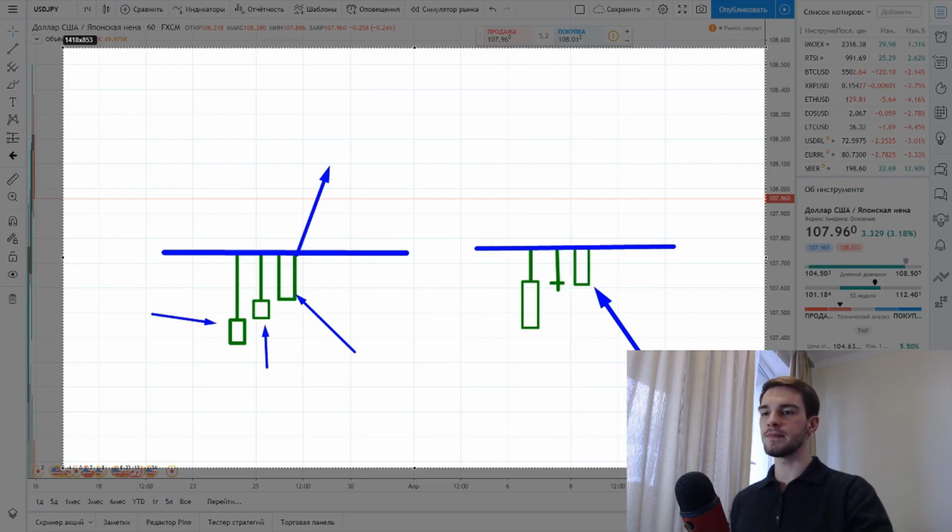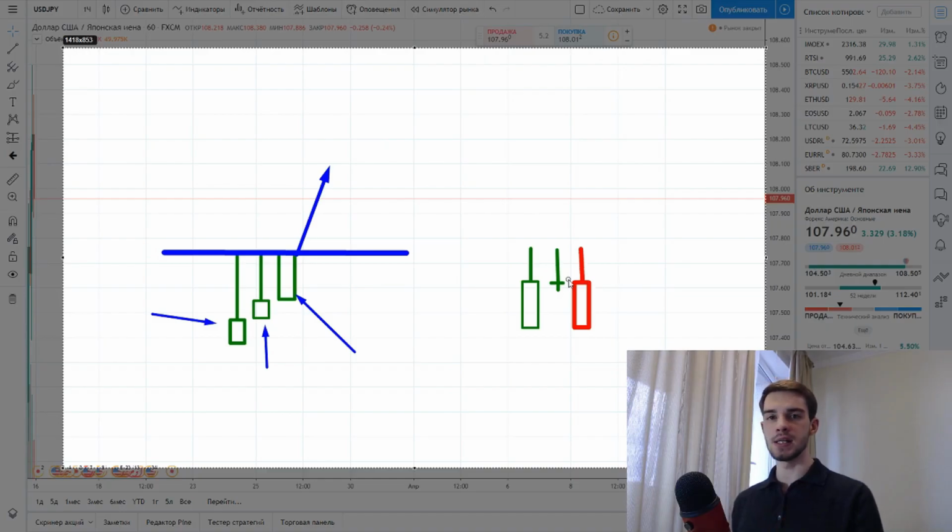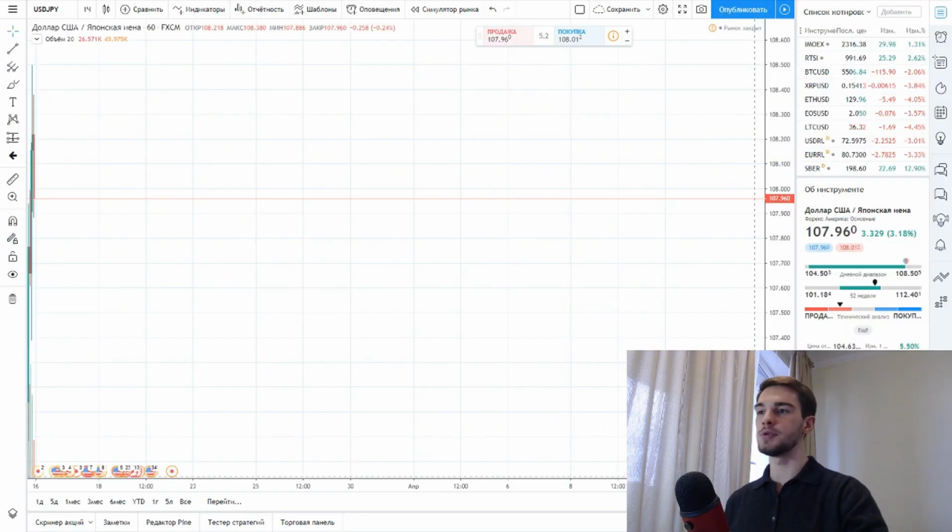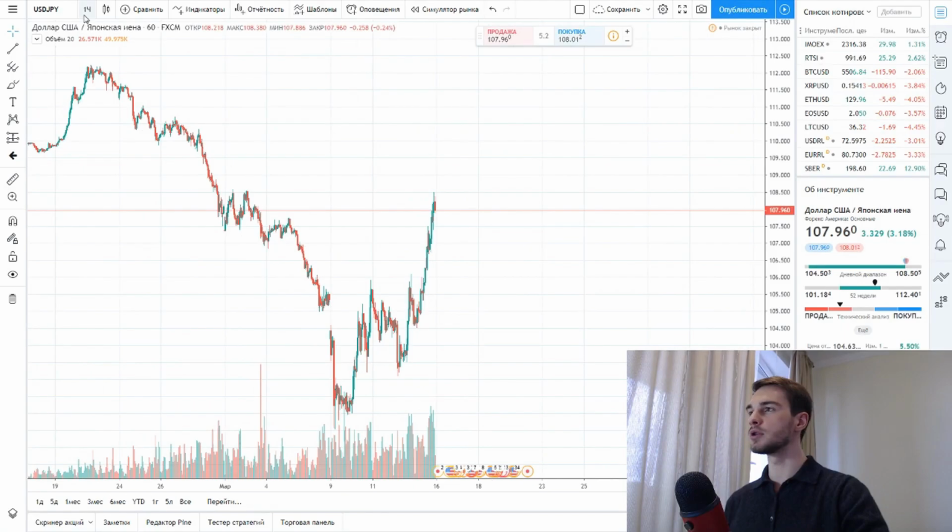Make sure to wait for the candle to close, because if you enter before the candle closes, it might form something like this, in this way, and there will be a large shadow left. So, make sure to wait for the candle to close. This applies, guys, to absolutely all time frames. Right now, I'm looking at this on the hourly time frame, but let's switch to, say, the minute time frame. It will be absolutely the same there.